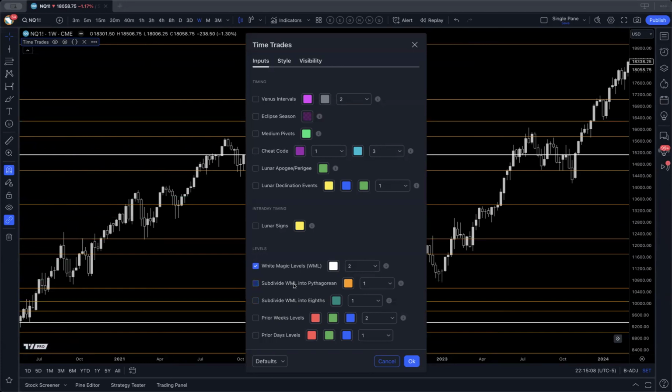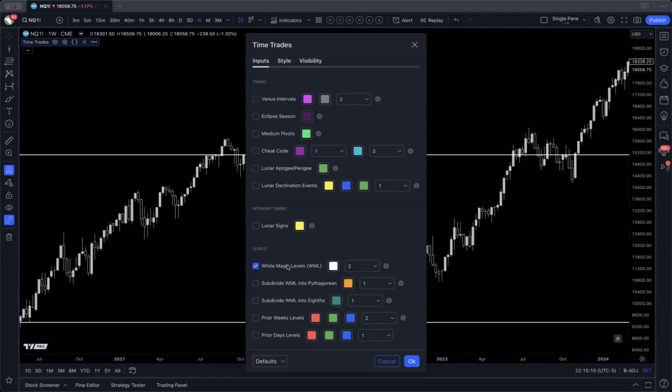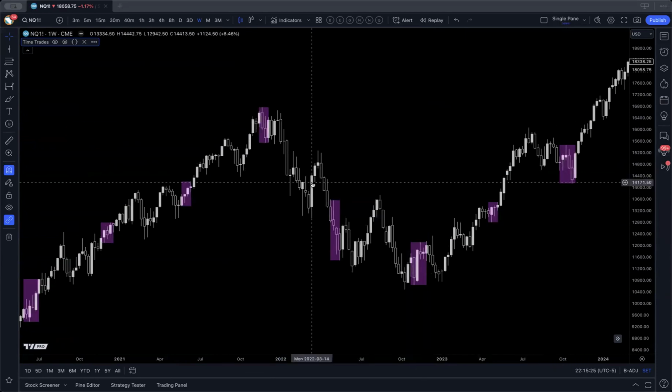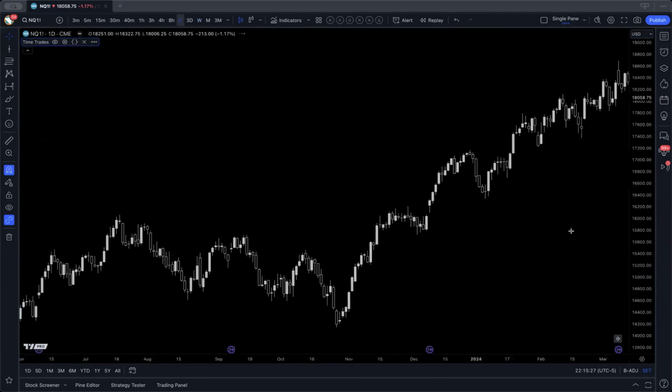All right, so that's white magic levels, and we've covered Venus intervals, so those are really the top most powerful aspects to the Time Trades script. So let's take a look at eclipse season here. So we're still on a weekly. We can drop down into a daily.